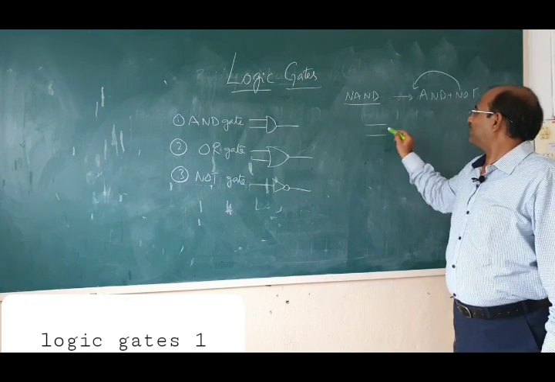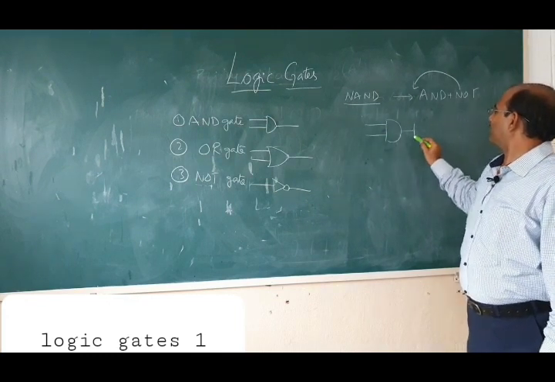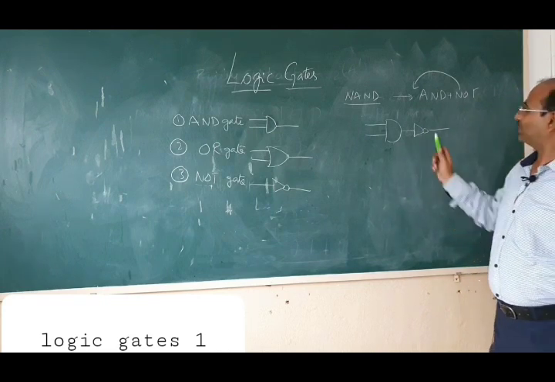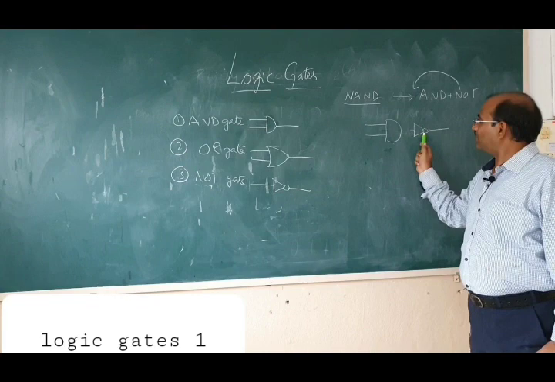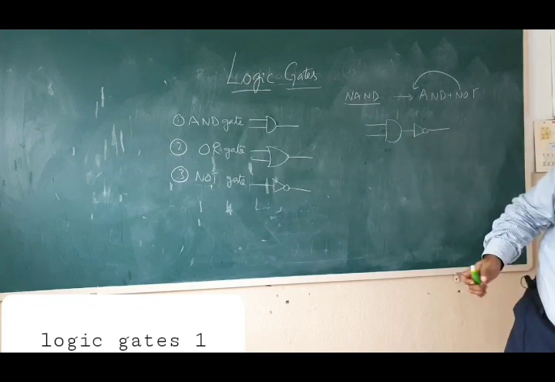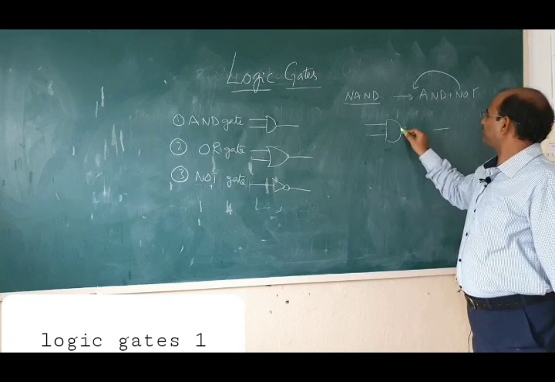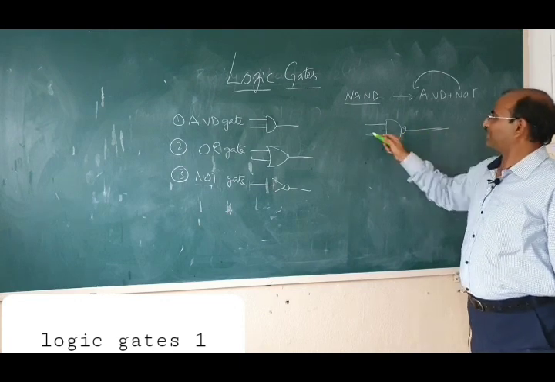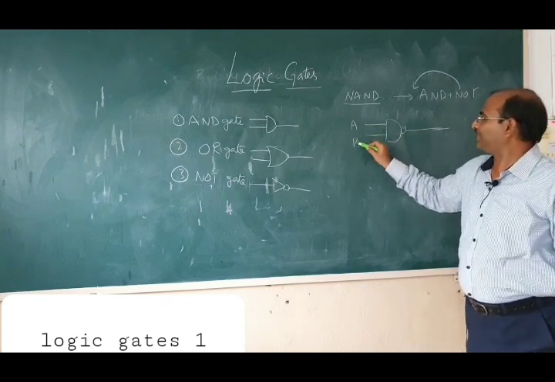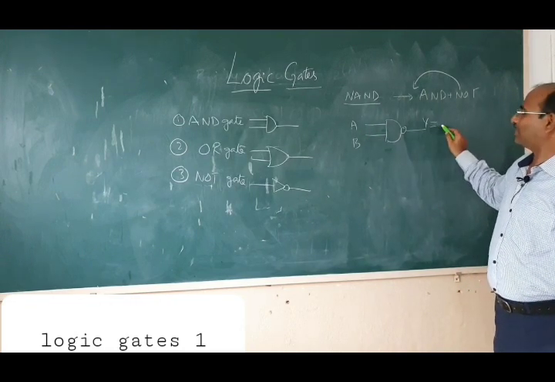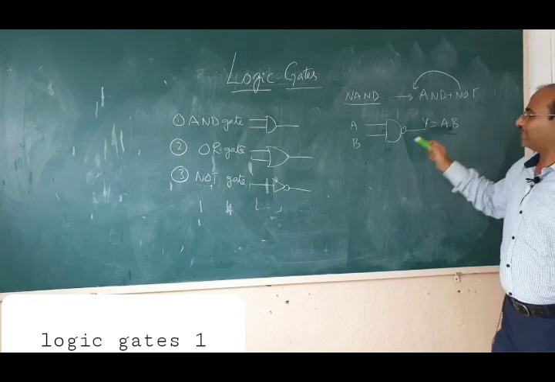So what is the AND gate? This is the AND gate. What is the NOT gate? This is the NOT gate. But as I already told you, when we are using a NOT gate in combination with another gate, you need not represent everything again. A bubble is enough. So this is AND plus NOT. The inputs are A, B, and the output Y is AND followed by NOT.